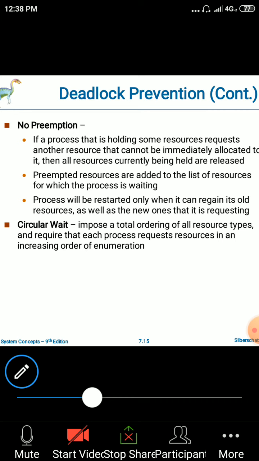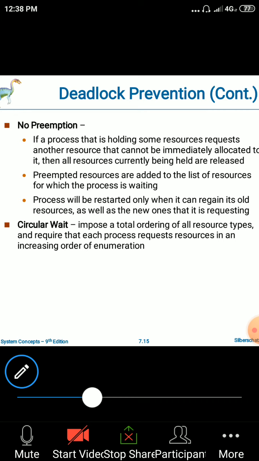As I said, once the preemption occurs, the preempted resources are added to the list of resources, so that they will be allocated to the requesting process. Then what happens to the process which is in the waiting state? It will be restarted only when it can regain its old resources as well as the new resource that it has requested.